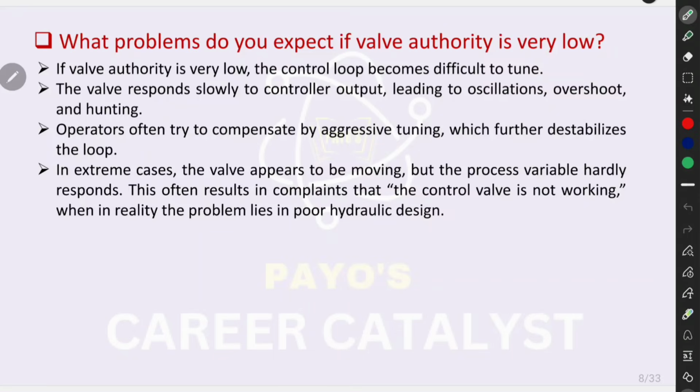What problems do you expect if valve authority is very low? If valve authority is very low, the control loop becomes difficult to tune. The valve responds slowly to controller output, leading to oscillations, overshoot, and hunting. Operators often try to compensate by aggressive tuning, which further destabilizes the loop. In extreme cases, the valve appears to be moving, but the process variable hardly responds. This often results in complaints that the control valve is not working, when in reality the problem lies in poor hydraulic design.